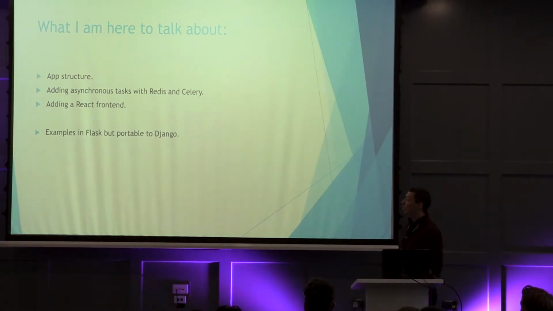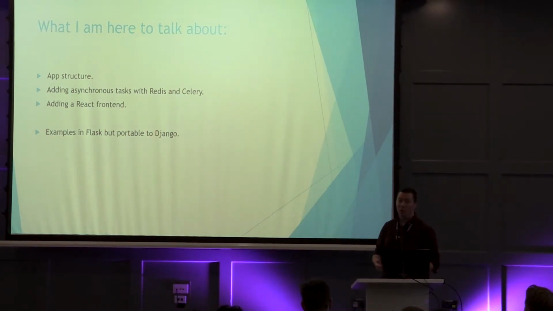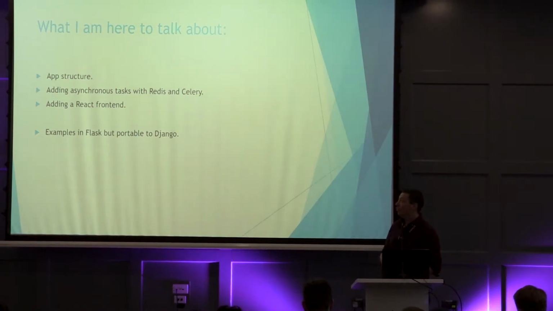So what I am going to talk about is the structure of the app. I'm going to talk about adding some asynchronous tasks with Redis and Celery, and why and how I added them, and then adding a React front end. A lot of the examples here are in Flask, but they're very portable to Django, especially the front end stuff. A lot of the app structure is built into Django by default, but in Flask you have to build it up piece by piece as we go on.